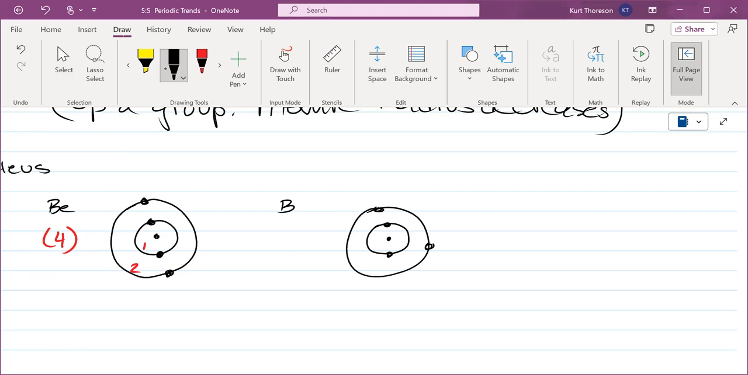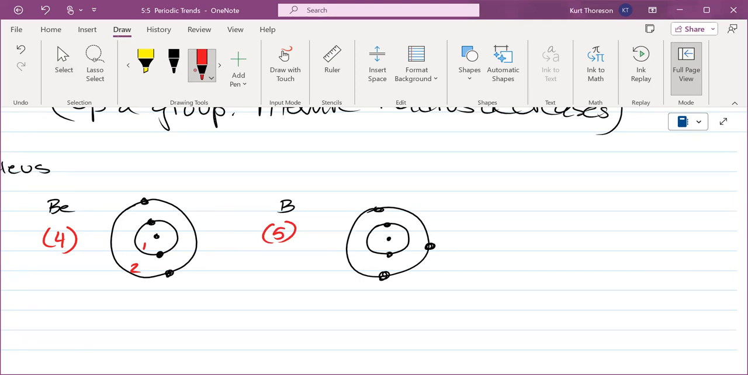1, 2, 3. Connor, did the number of energy levels change? Did the number of electrons? Yeah, but did they go up a level? No, they stayed on the same level. And boron is element number 5. So it now has 5 protons pulling on those electrons, make them closer.